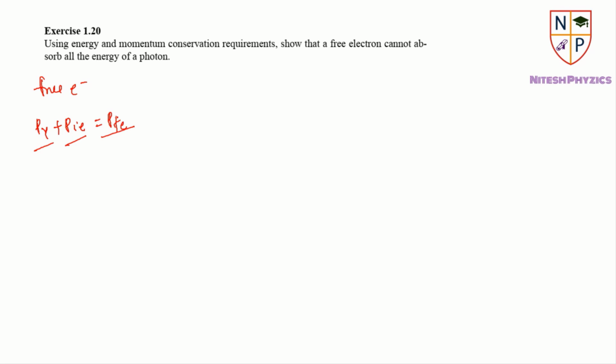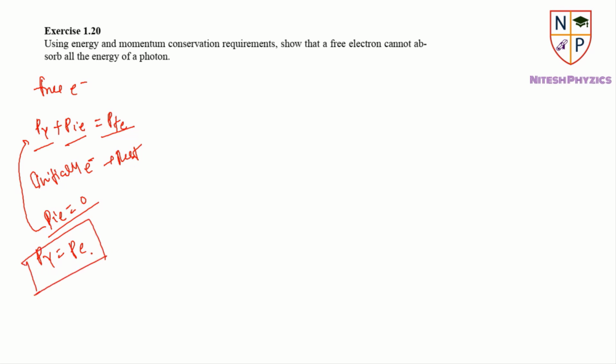Okay, now initially the electron is at rest. So the initial momentum of the electron will be 0, because the electron is at rest, so it cannot be moving. So putting this value in, it will be P gamma is equal to P f.